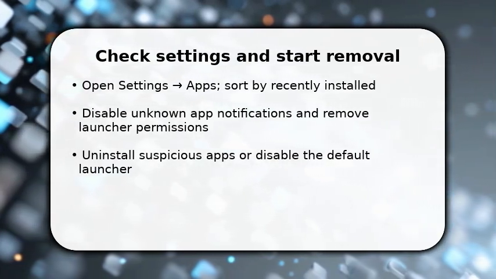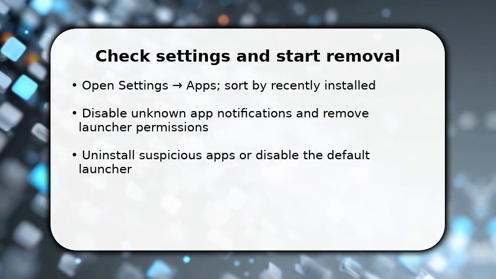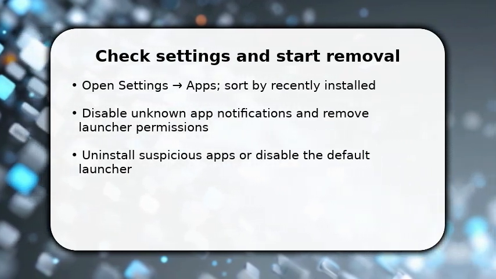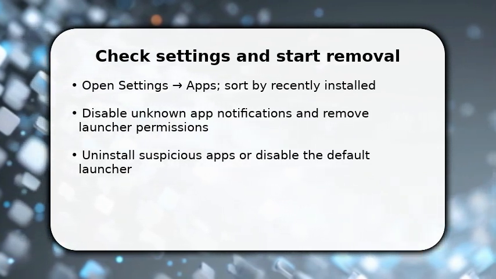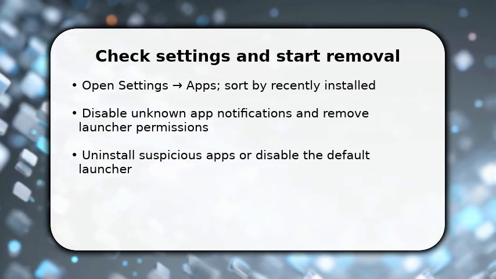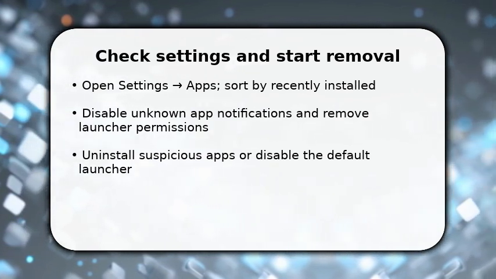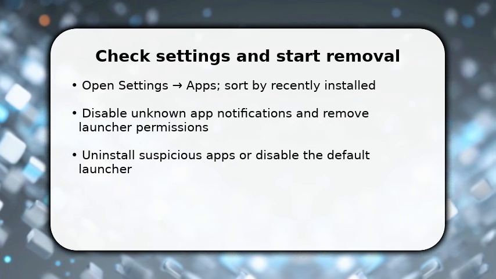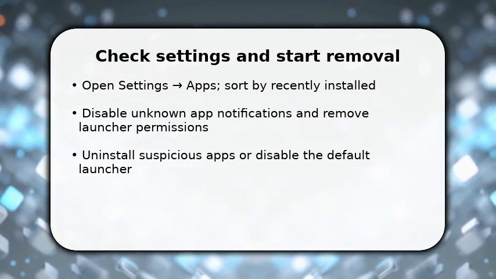Open Settings and go to Apps. Look for recently installed or high-usage apps that coincide with the ads. Once found, tap and force stop. Then revoke notifications and launcher or default home permissions so they can't inject content. If an app looks suspicious, uninstall it now. If you can't uninstall, disable or clear defaults to remove its hold. These steps stop the ad source fast and prepare the device for deeper checks.